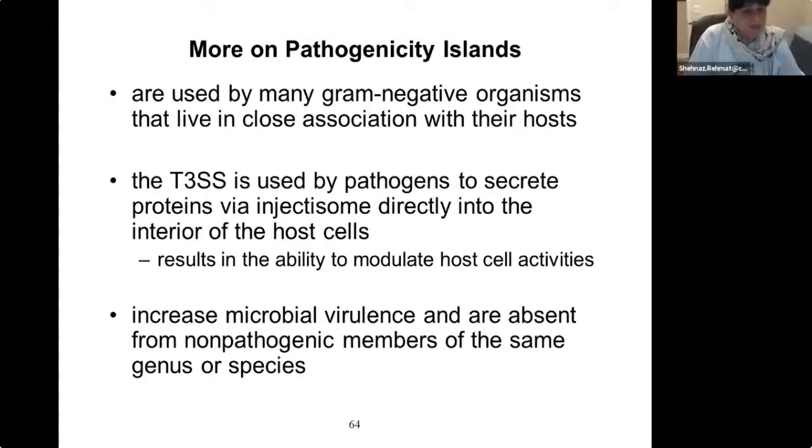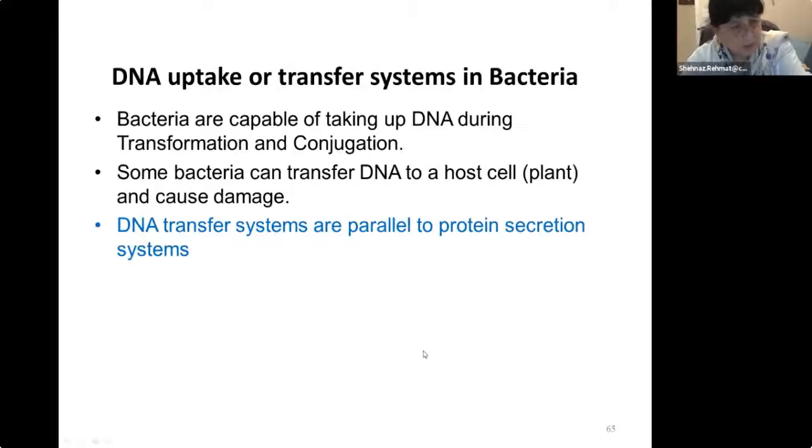But definitely this injectosome is a very important unit that is created by the T3 system, which results in the ability to modulate host cell activities also. Of course, it increases virulence, and these pathogenicity islands, as I said, these stretches of DNA, are not present in non-pathogenic members of the same genus or the species.